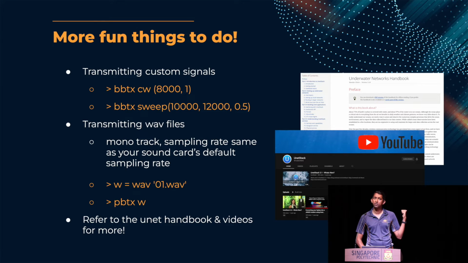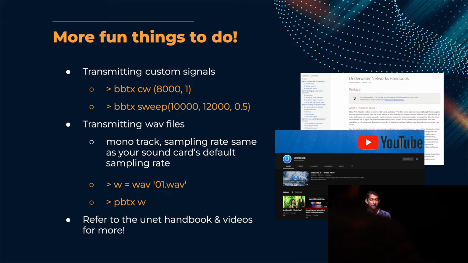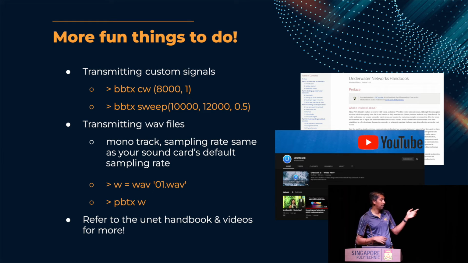Does anyone want to try that, or shall I show you? Yeah, I hear it. Somebody transmitted that. I don't know who did that, but basically that command is how to transmit a tone. So let's say you want to transmit a tone. There, I heard that again somewhere. So what the command is saying is BBTX means baseband transmission. CW means continuous wave. 8000 means 8 kilohertz. So if you want to transmit an 8 kilohertz tone, that's what you do. And 1 is 1 second long, right?